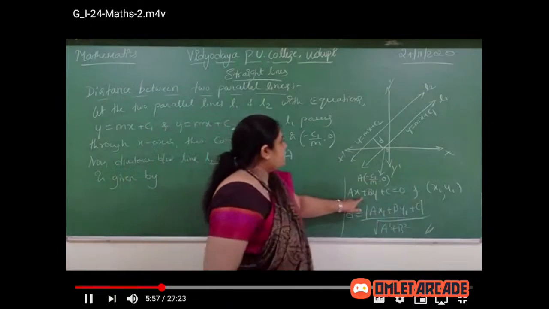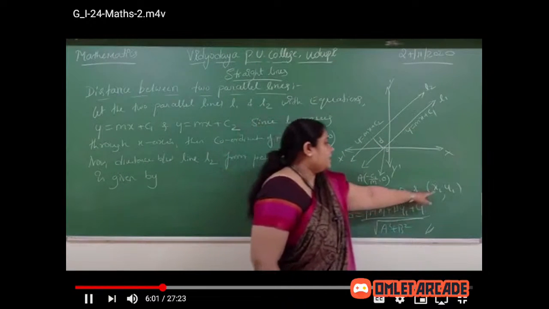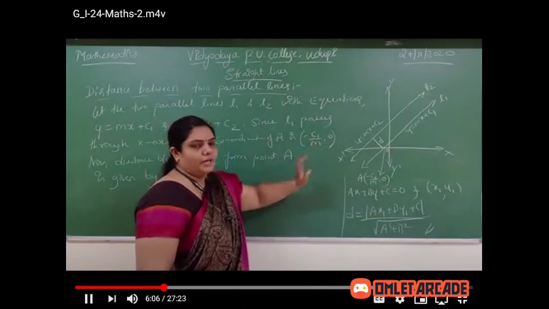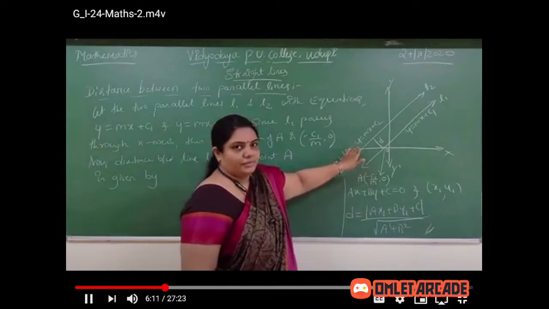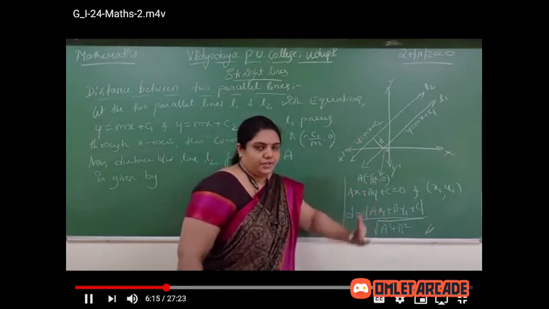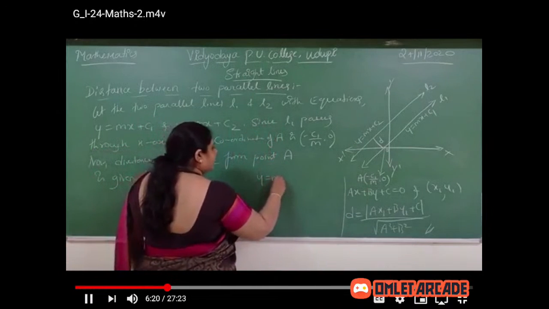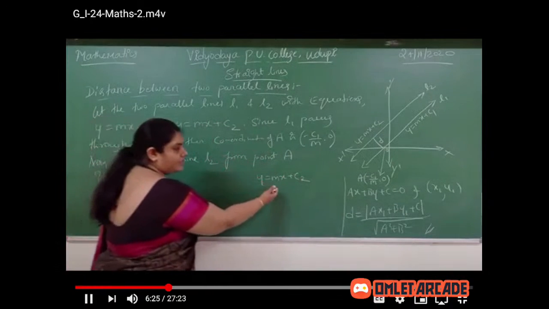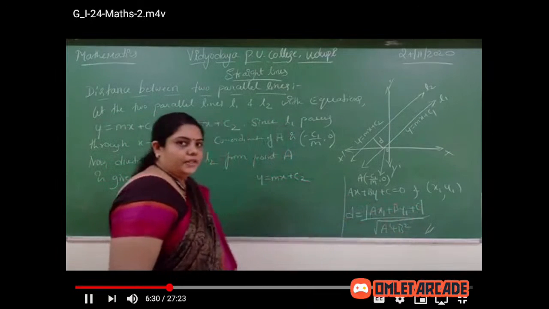But here the equation is in which form? Slope-intercept form. And the point is what here? Point is minus c1 by m comma 0. First you have to convert this equation into general equation form. Then it will be easy for you to substitute here, isn't it? See what we have. Y is equal to mx plus c2. This is the equation of L2, isn't it? I need to convert this into general equation form. Then it will be easy for you to substitute the a, b, c values, isn't it?